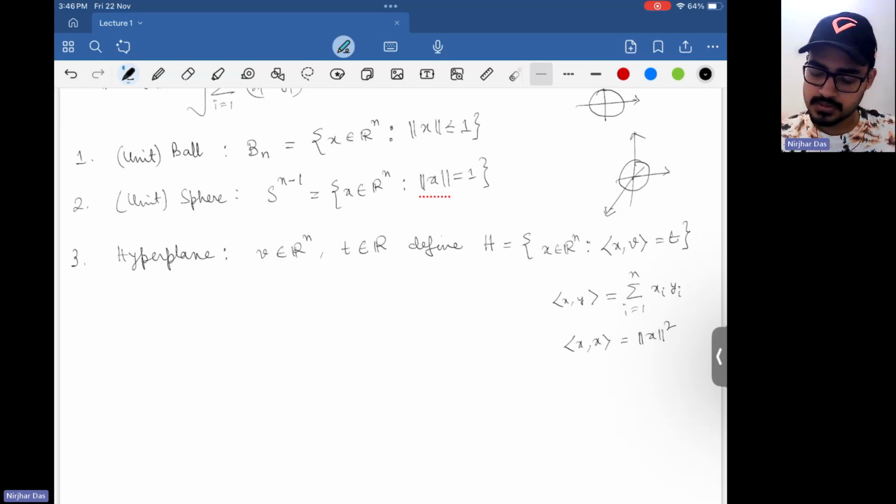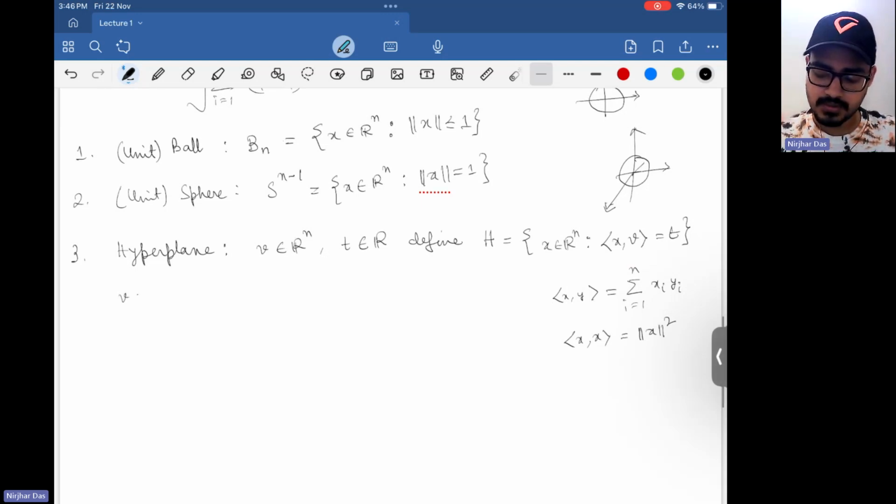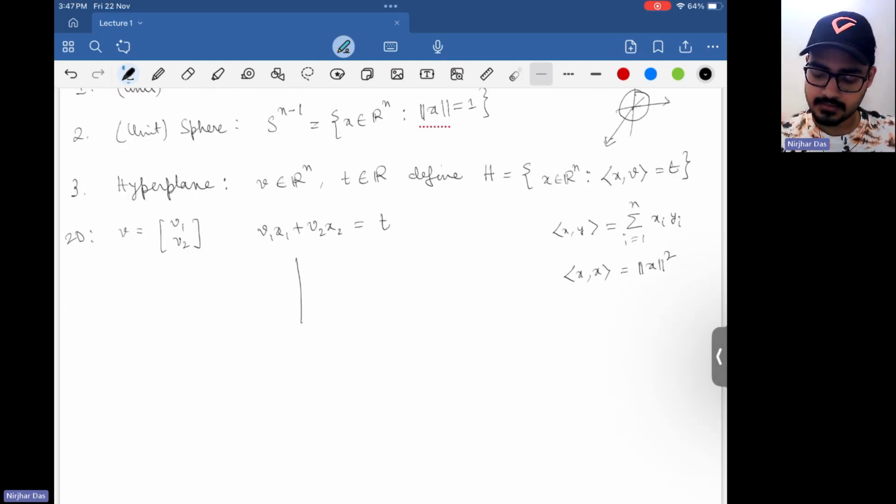Anyway, this is a hyperplane. A hyperplane is all vectors x such that the inner product of x with phi is exactly equal to t. In 2D, if I give you a v, say v1, v2, then you have v1 x1 plus v2 x2 equals t. If you draw it on a 2D graph, with an x1 coordinate and an x2 coordinate, you can see that this is the equation of a straight line, right?